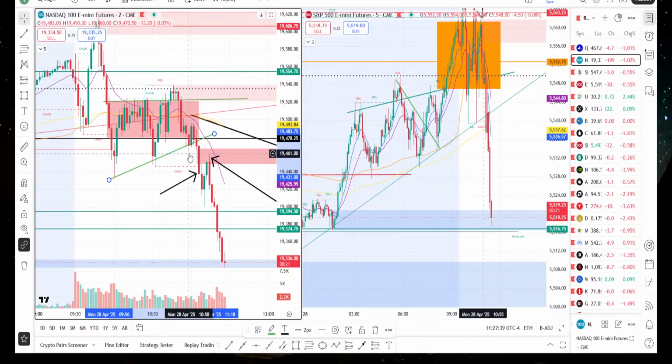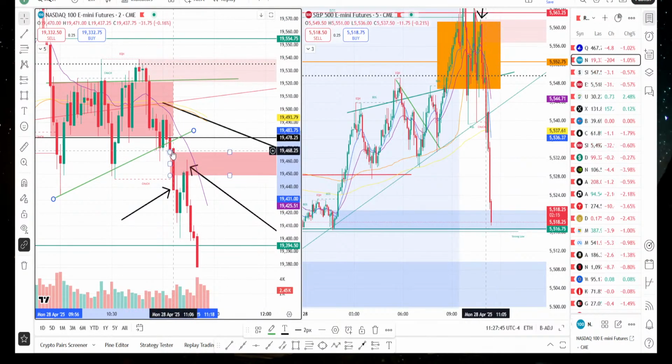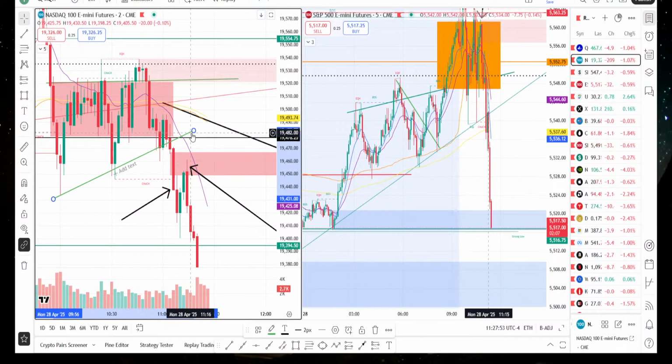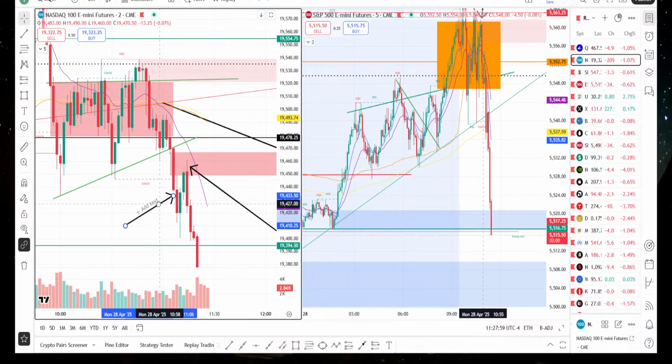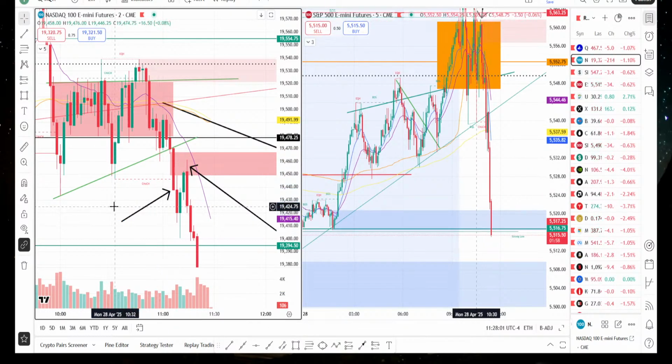I want to see these wicks, like we saw here. Once we pulled back up, but then started coming down even stronger, we got this hammer candlestick pattern here, which is strength. We closed below the support line. Then we got the second strong candlestick here. This could have been the clear entry.